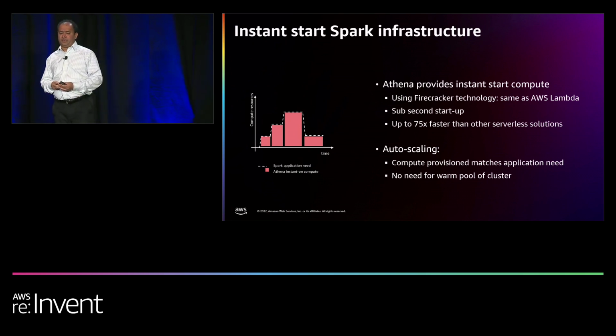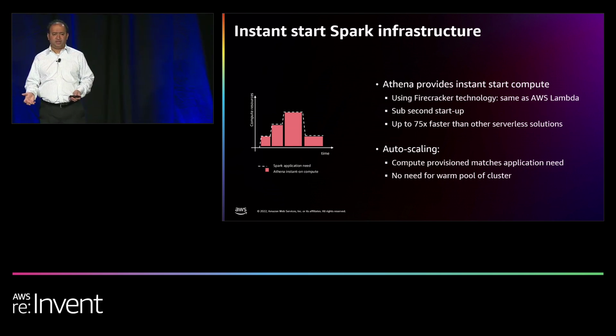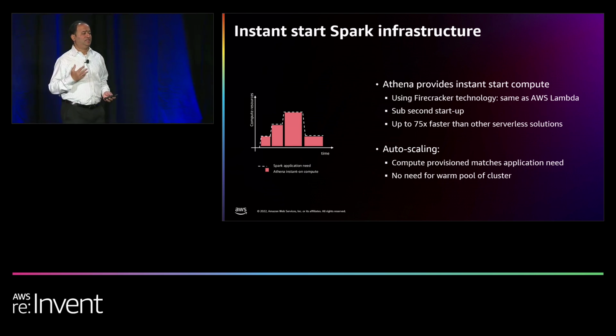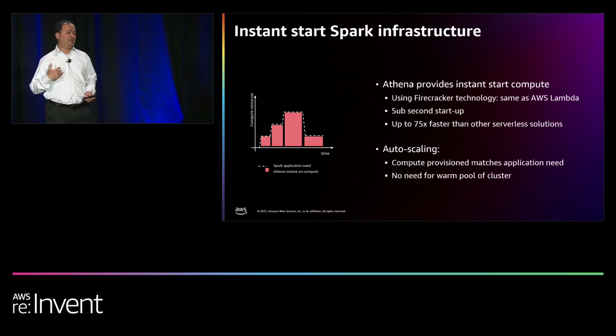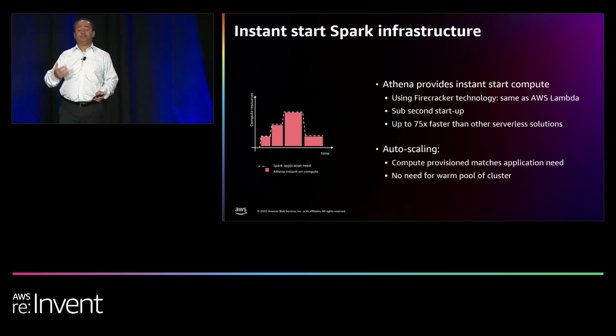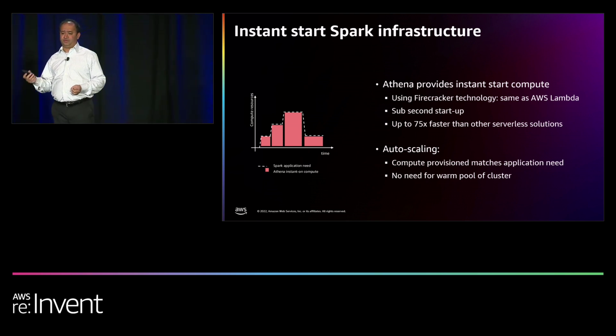So, diving a little bit into the instant start Spark infrastructure. As we mentioned, Athena provides instant Spark compute and the applications start under a second. And this is made possible because we use an ingredient technology called Firecracker, and this is the same technology that is available in AWS Lambda if you have attended the Lambda SnapStart session. So, this allows us to start 75x faster compared to other serverless offerings out there.